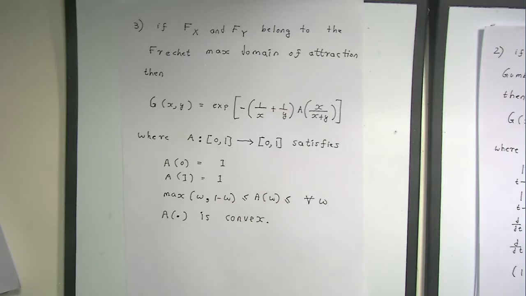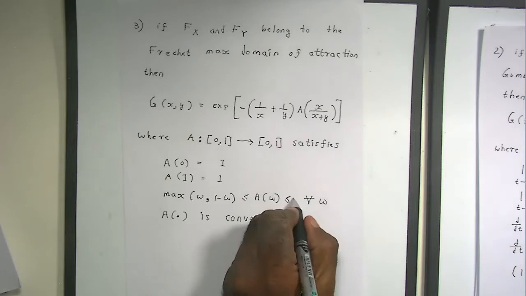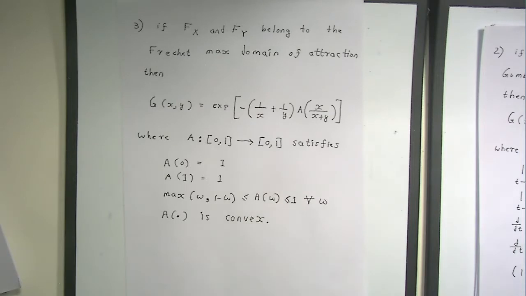Okay, you know what a convex function is. So these are 4 conditions that A must satisfy: that A of 0 is 1, A of 1 is 1, that A of W must be between these two for all W. And finally, the function A must be a convex function, right?